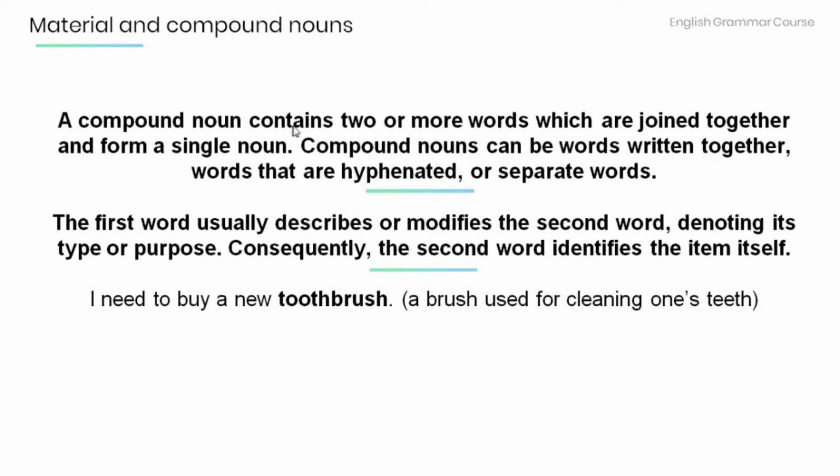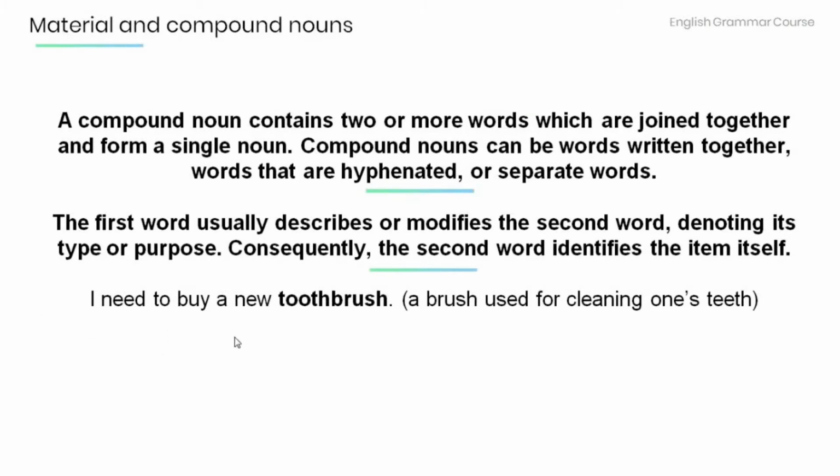Now, a compound noun contains two or more words which are joined together and form a single noun. Remember that compound nouns can be words written together, words that are hyphenated, or separate words. The first word usually describes or modifies the second word, denoting its type or purpose. Consequently, the second word identifies the item itself. Have a look at the example below.